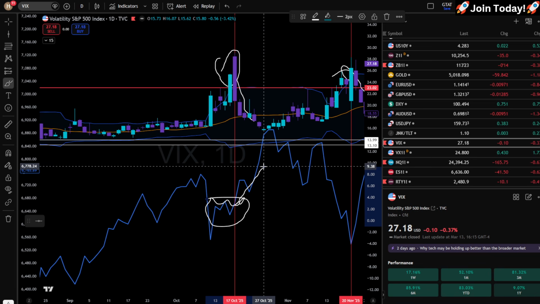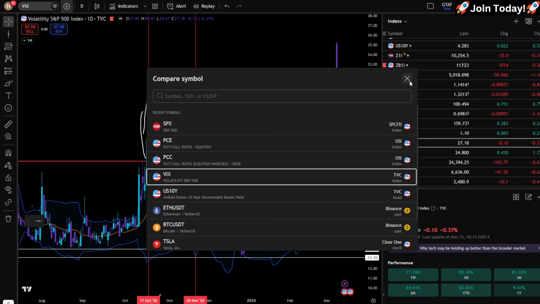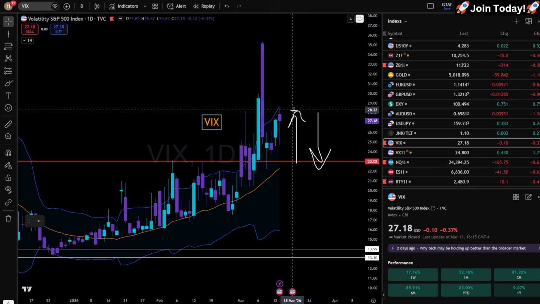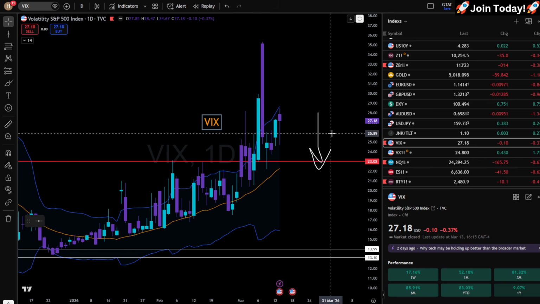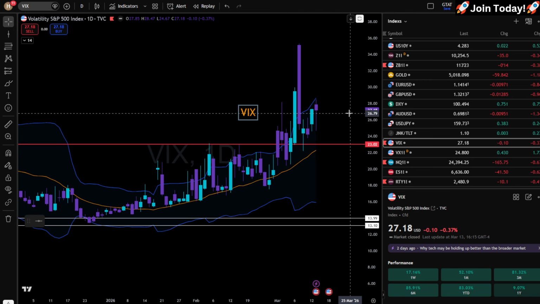Just for context, time and time again, when the S&P is showing weakness and the VIX is very far overextended to the upside, as the VIX pulls back down into the Bollinger Bands, the S&P does very, very well. Those were some of the instances, and we just looked at those together. Now, what are we looking at on the VIX? Pragmatically speaking, our analysis is going to be purely pragmatic.